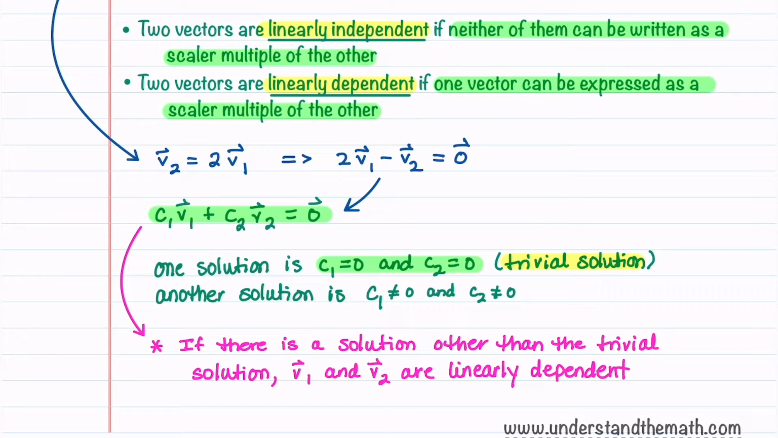We can also have other solutions to this equation depending on what our vectors v1 and v2 look like, and those solutions will be c1 is not equal to 0 and c2 is not equal to 0. With our vectors from example 2, we had a solution c1 is equal to 2 and c2 is equal to minus 1. Because we had this solution that was not the trivial solution, v1 and v2 were linearly dependent.